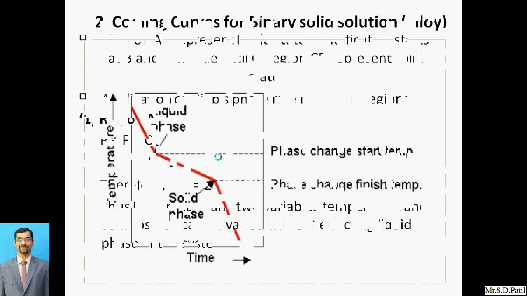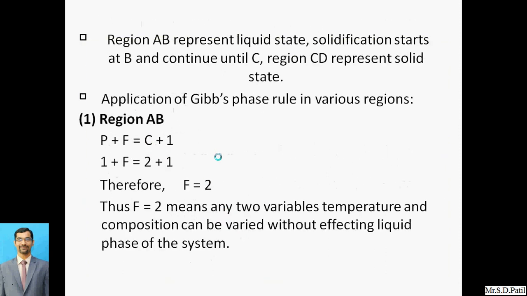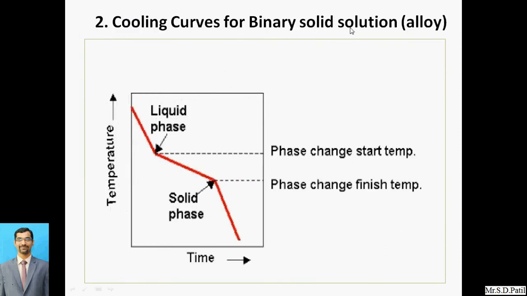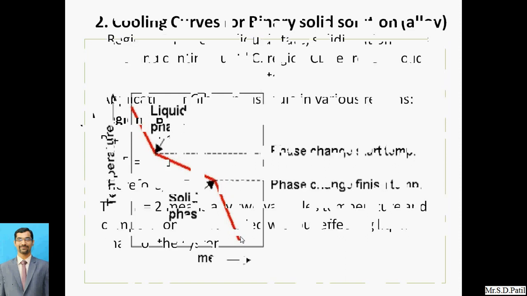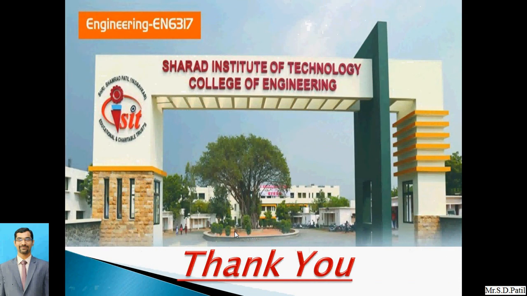Now these are the two cooling curve diagrams. One is for the pure metal and the second one is for the binary solid solution, and this is how we have calculated those cooling curves. Here for this particular region, F is equal to 2, that is two variables, composition as well as temperature. Here F is equal to 1, only the temperature variation is there, composition will not be varied. And again in this region, F is equal to 2, that is temperature and composition are the variables. I hope you have understood these two terms, and the remaining two cooling curves we will see in the next lecture.